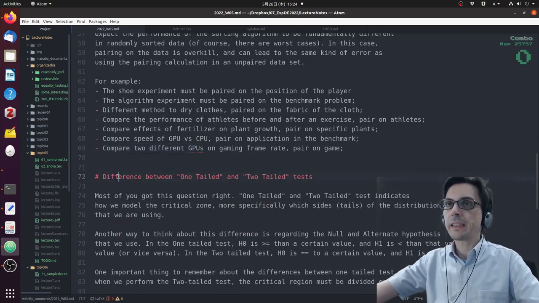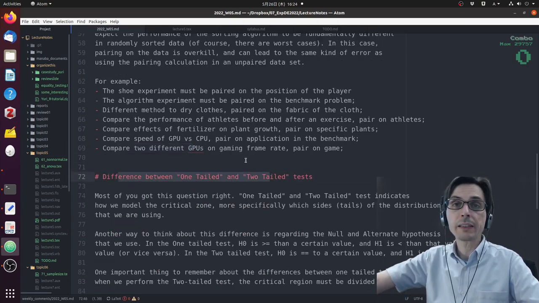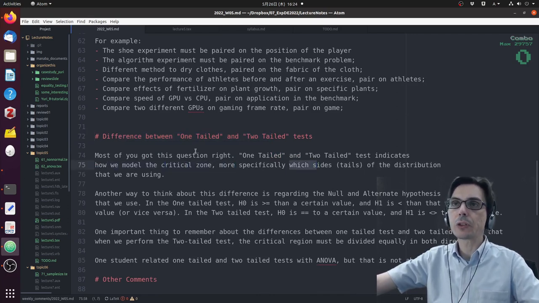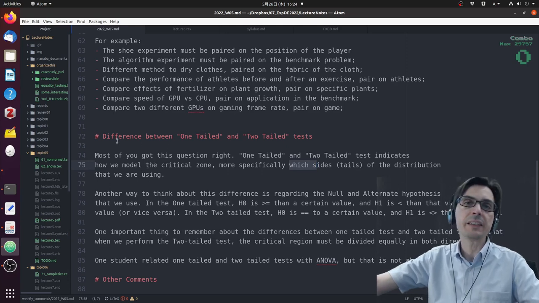Now, I also asked the difference between one-tailed and two-tailed tests, and almost everyone got this answer correct. So one-tail and two-tail indicates how we model the critical zone, or more specifically, which sides, tails, of the distribution we are using. So this is basically the answer, right?